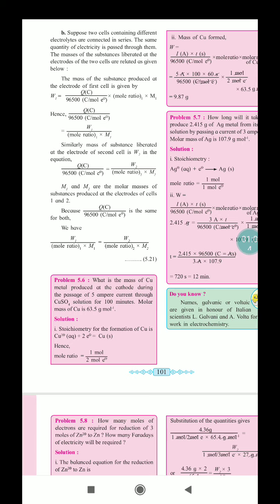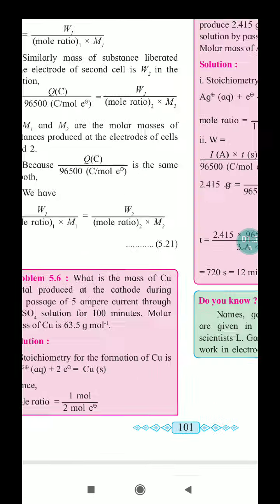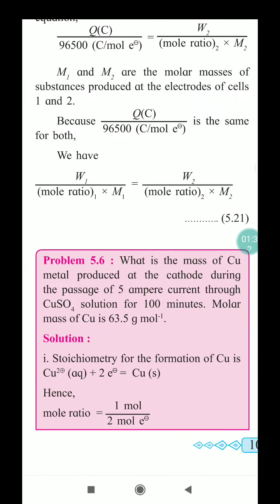So for two cells having different electrolytes and the same quantity of electricity passed through them, W1 upon mole ratio 1 multiplied by M1 is equal to W2 divided by mole ratio 2 into M2. From these formulas we can solve some problems. Here we consider the first problem.